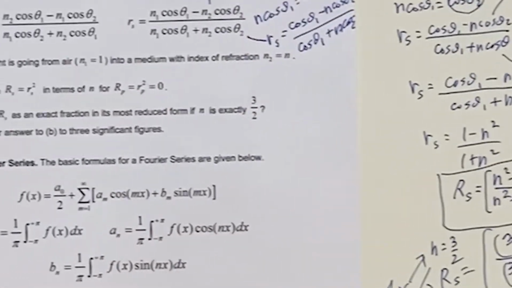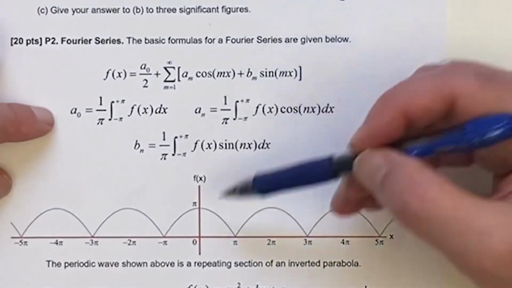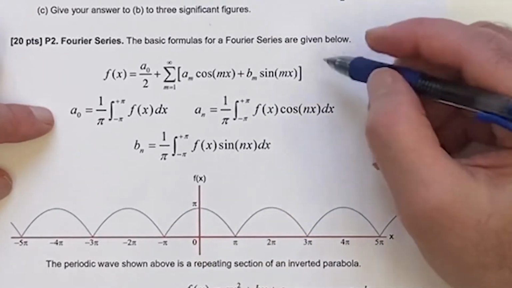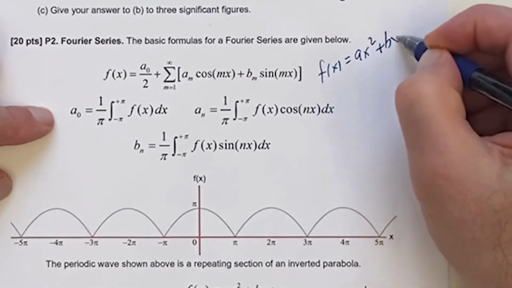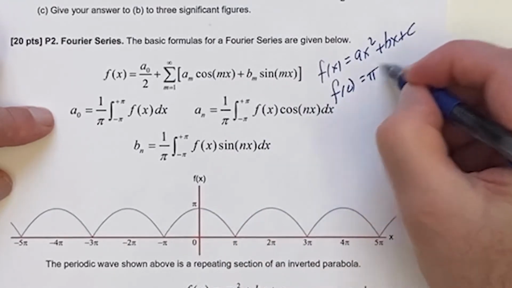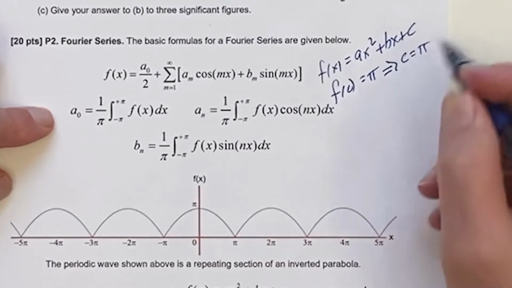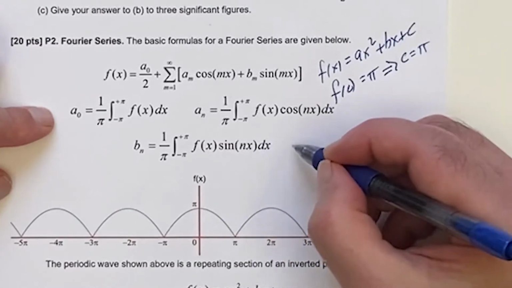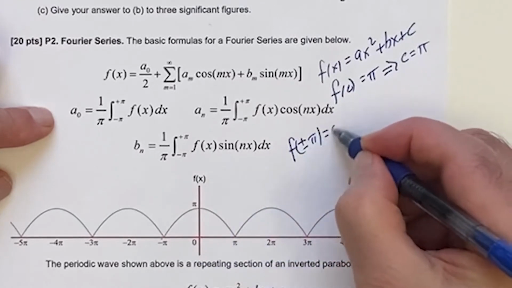Now we go to the Fourier series question. Here's the Fourier series, and for part A, this is an upside down parabola. Go ahead and match it. So you have f of x is ax squared plus bx plus c. And if you put in f of 0, you have to get pi. So that means c has to be pi, because when you put in x is 0, that's going to just get you c. And then if you put in plus or minus pi, you have to get 0.